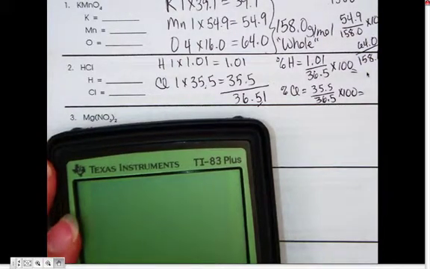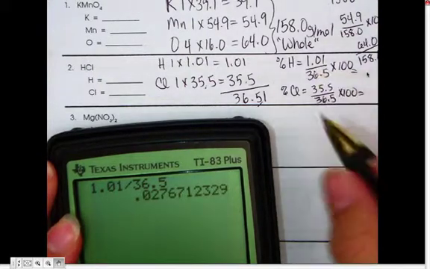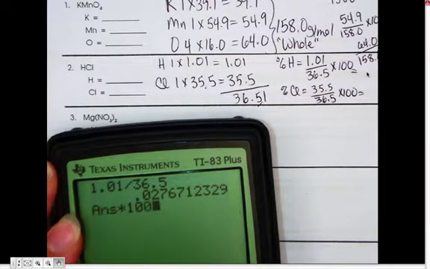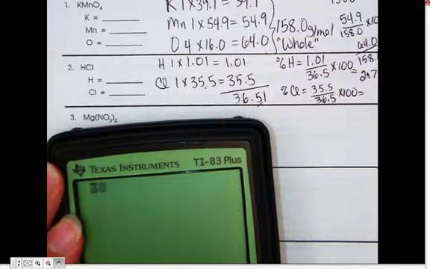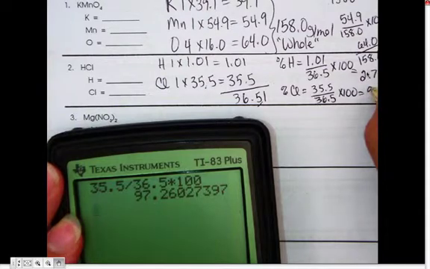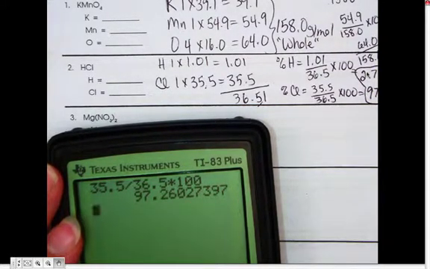The math on the hydrogen is 2.77% hydrogen. And for chlorine, 97.3% Cl. Notice that these should all add up to 100%, or be really, really close.